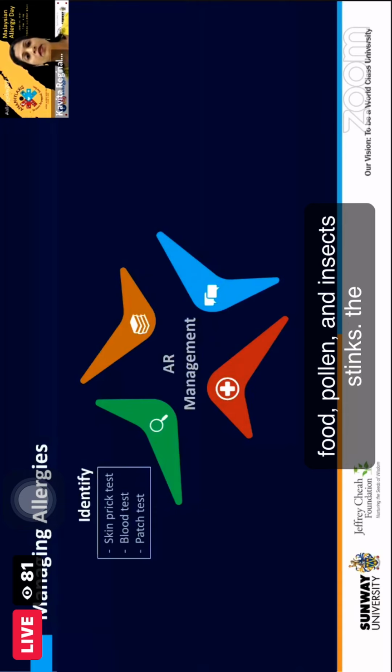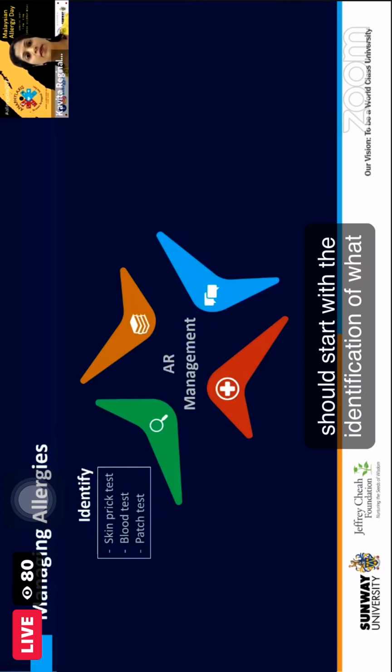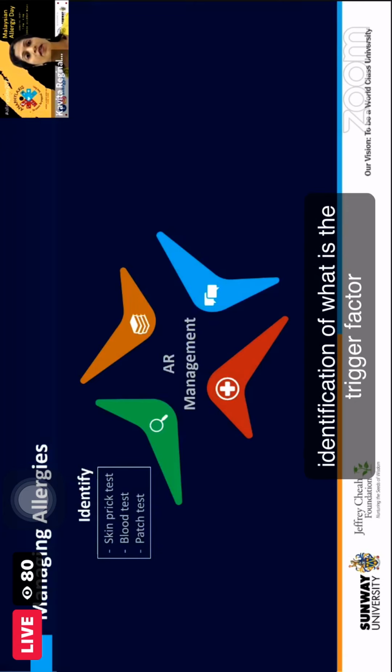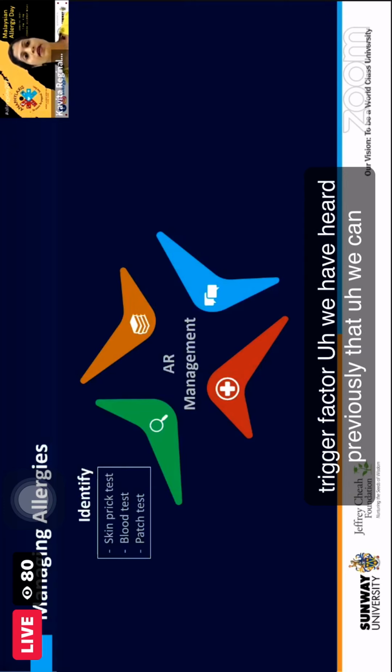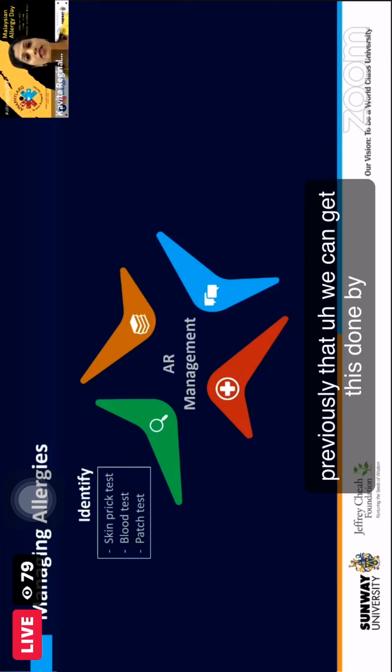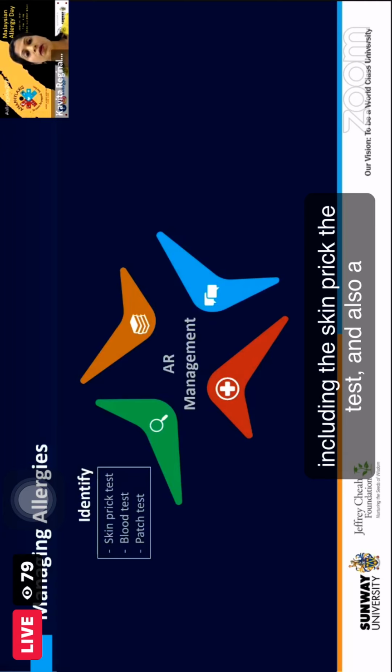The allergy management should start with the identification of what is the trigger factor. We have heard previously that we can get this done by various ways, including the skin prick test, blood test, and also a patch test.